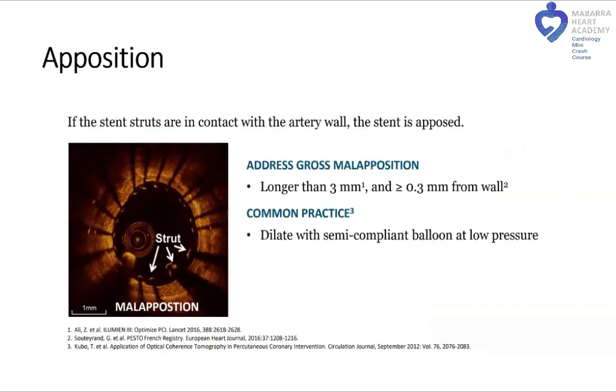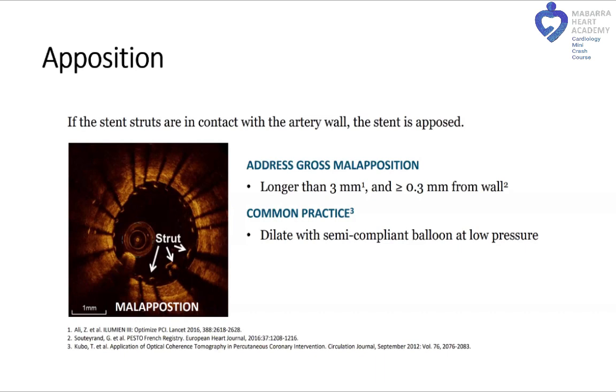Moving on to apposition. Apposition means that the stent should be in contact with the vessel wall. If the stent is in contact with the vessel wall, that means that the stent is well apposed. If you see that the stent is not in contact with the vessel wall, this means that the stent is malapposed. And in terms of important malapposition, if the malapposition is more than 3 millimeters in length or more than 0.3 millimeters from the wall, then this should be treated.